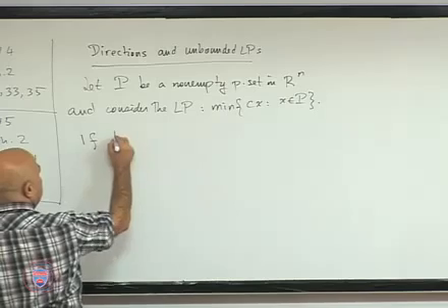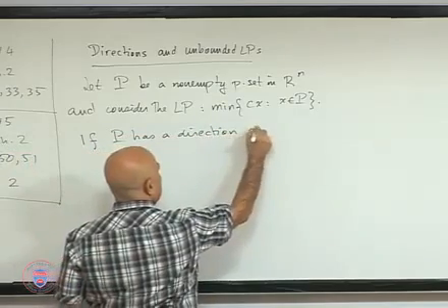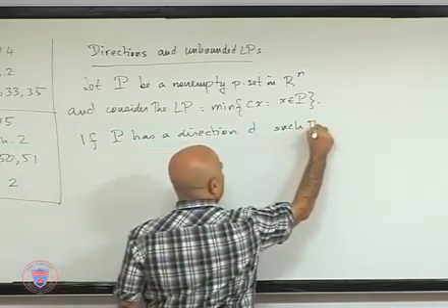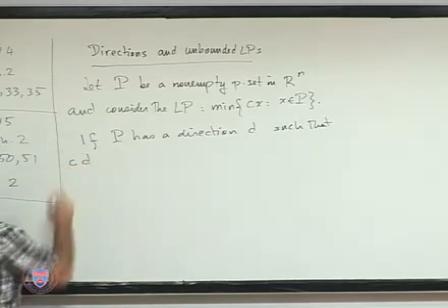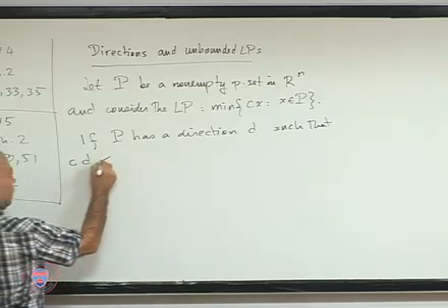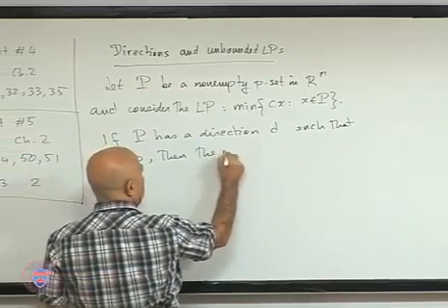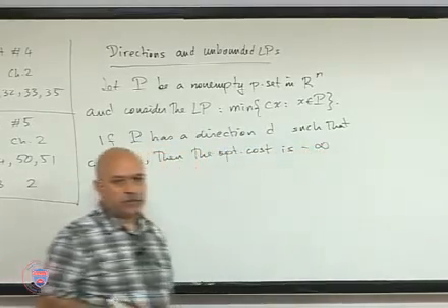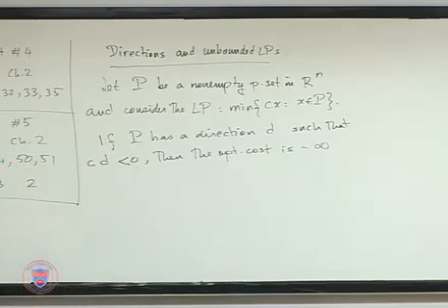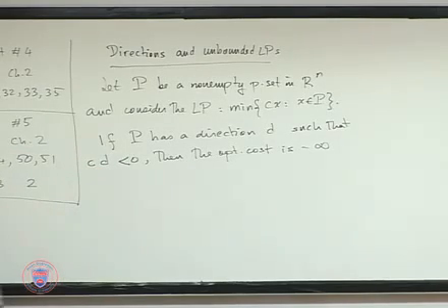If P has a direction D such that the cost vector C times D is less than 0, then the optimal cost for this LP is minus infinity. The problem under consideration is unbounded. Under what circumstances? If there's a direction D whose dot product with C is less than 0.